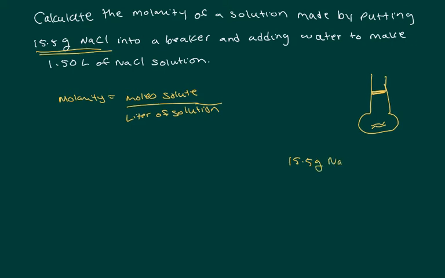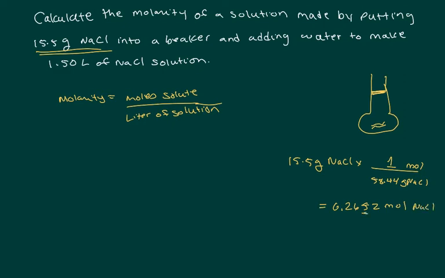15.5 grams of NaCl. Since grams is on the top, I'm going to put grams on the bottom and moles on the top. How do I go from grams to moles? This should be a very big hint for you whenever you see grams to moles or moles to grams. You have to use the molar mass of sodium chloride. So for every 1 mole, I have 58.44 grams of sodium chloride. This should then give me 0.2652 moles of sodium chloride.